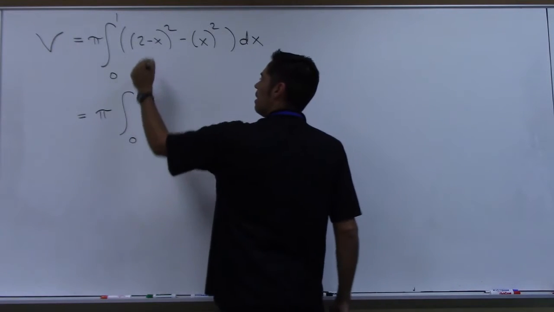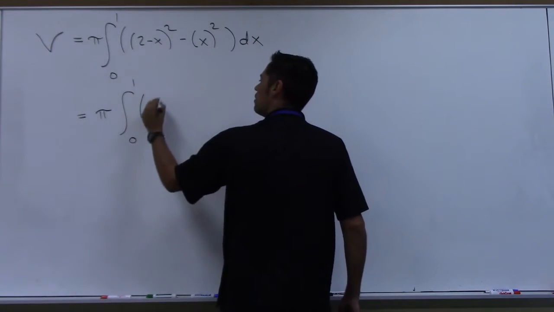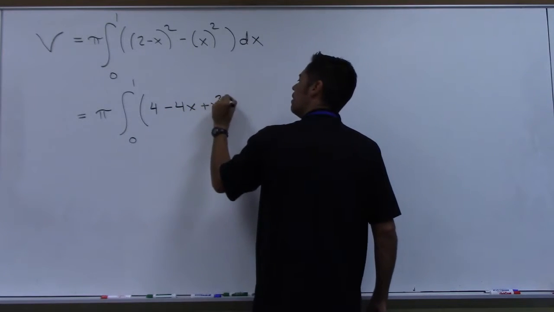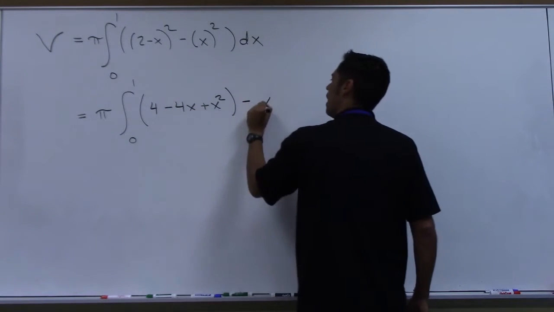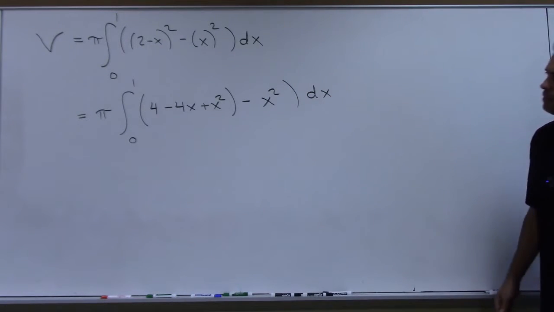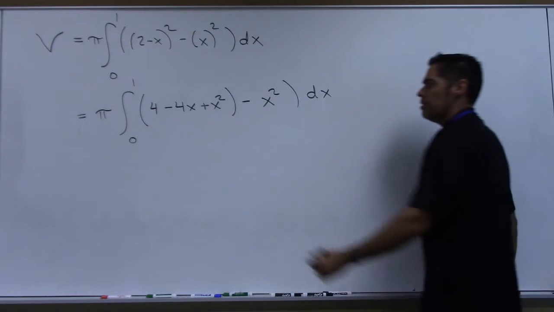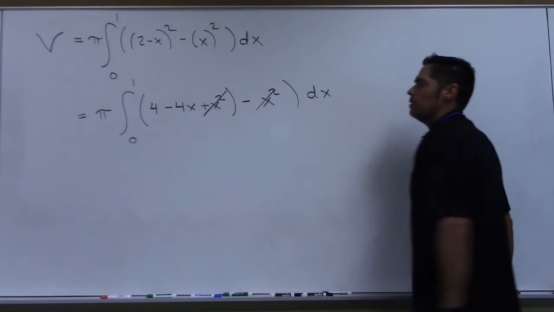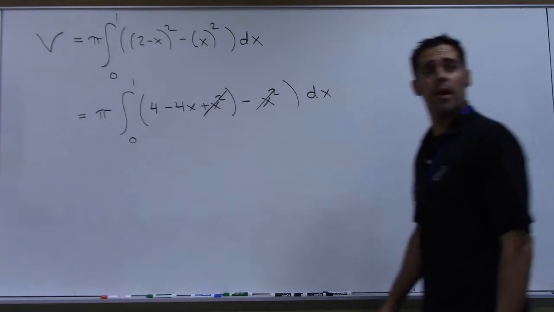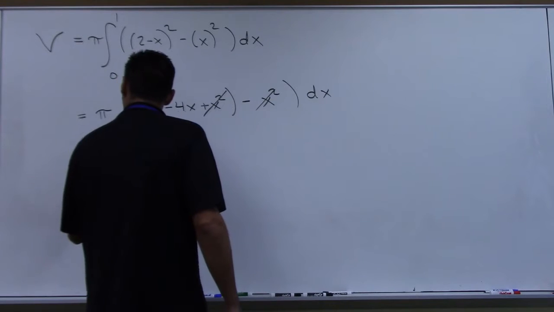All right, so this right here, I would expand out so I get 4 minus 4x plus x squared. And then I'm going to subtract from that x squared dx. Collect like terms. Oh, those cancel, don't they? So it's just 4 minus 4x? That's all I've got to integrate?